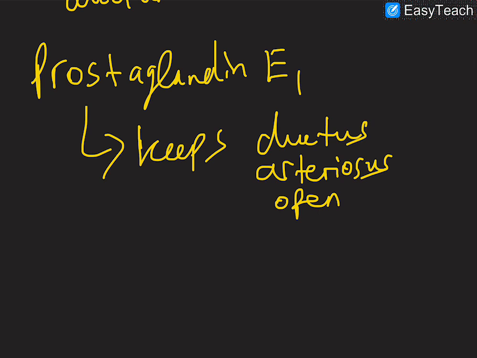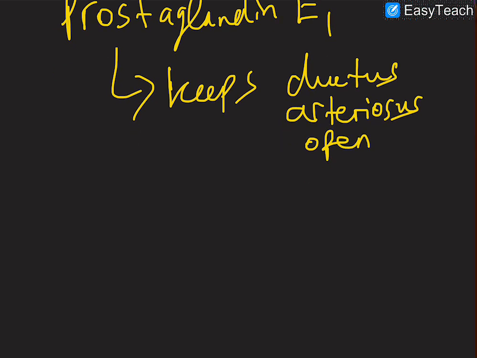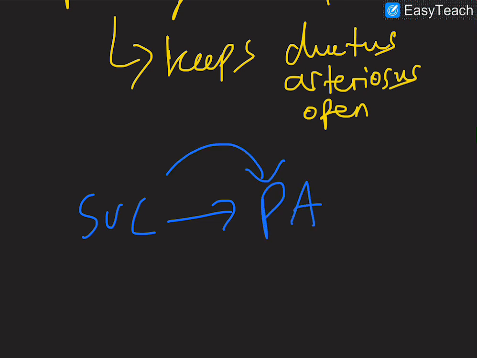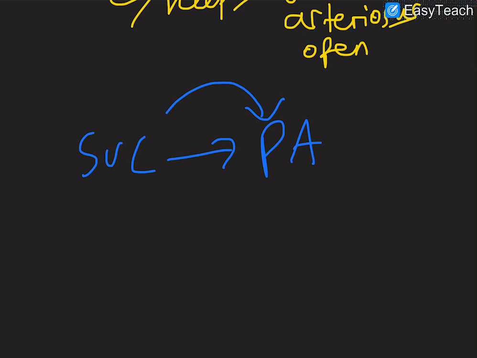So what are some surgical processes that can occur? One surgical process involves the superior vena cava. The superior vena cava can get connected to the right pulmonary artery. So if the superior vena cava gets connected to the pulmonary artery, that means deoxygenated blood from the superior vena cava, instead of entering the right atrium, is going to enter the pulmonary artery directly. So we get blood flow going to the lungs, and the blood can get oxygenated properly.